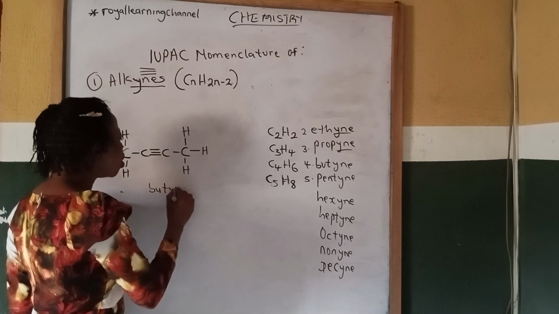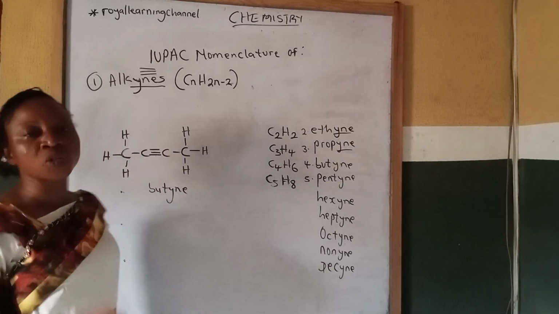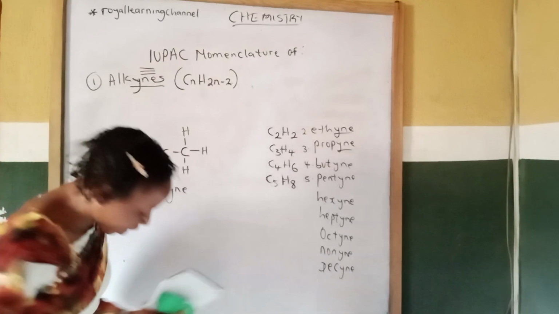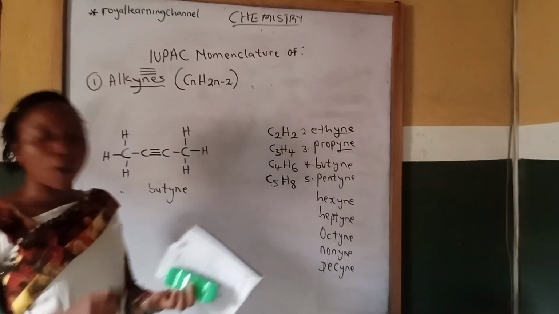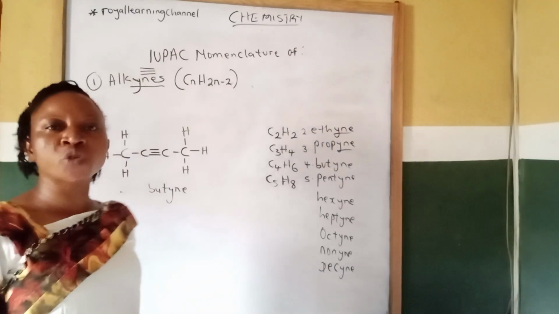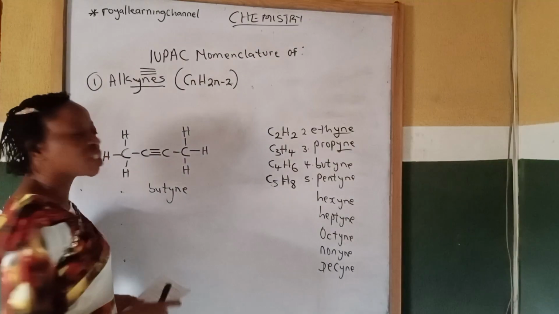Then another thing, under naming of alkyne, we must consider the position of our -yne. We must consider the position of our triple bond in naming.